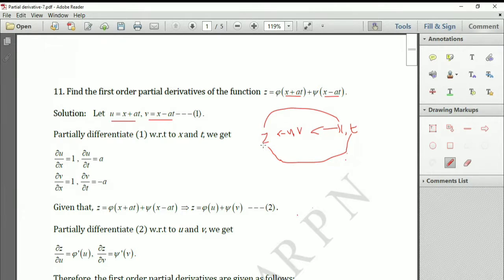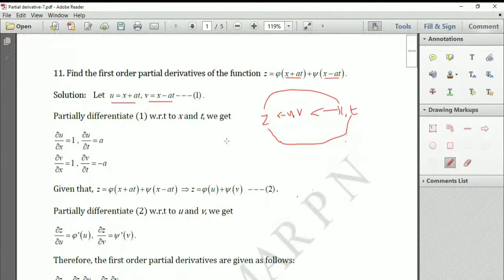But remember, z is a function of u and v, and u and v are in turn functions of x and t. So straight away you cannot differentiate z with respect to x. You have to differentiate z with respect to u and v, because there are two variables. You have to partially differentiate z with respect to u by taking v as constant, then partially differentiate u with respect to x. Similarly, partially differentiate z with respect to v, then partially differentiate v with respect to x. Like that you have to do.